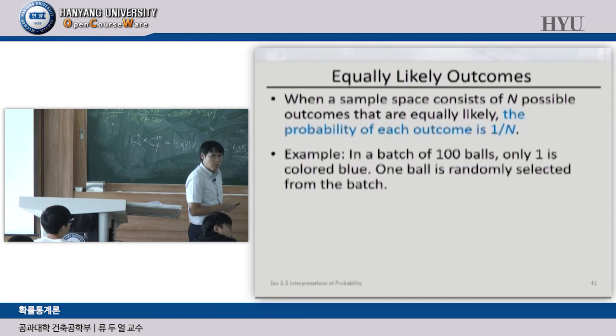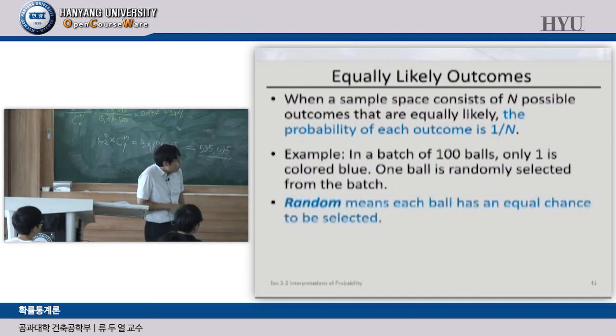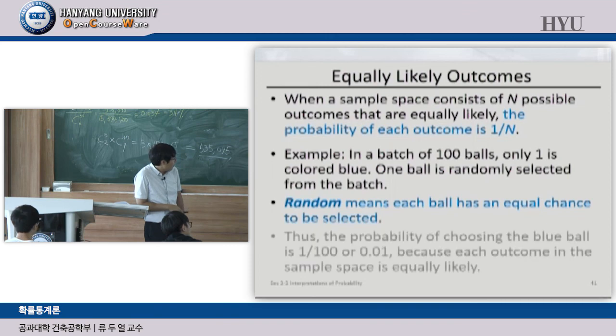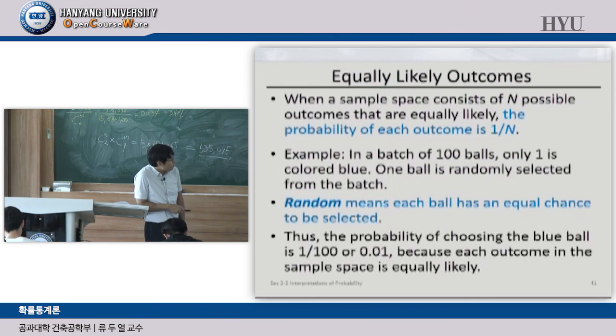And this is an example. In a batch of 100 balls, only one is colored blue, and only one ball is randomly selected from the batch. In this case, random means each ball has an equal chance to be selected, which is called equally likely. And therefore, the probability of choosing the blue ball is 1 divided by 100, right? Because N is 100 here. And also, it can be expressed as 0.01, and also as 1%. Because each outcome in the sample space is equally likely.